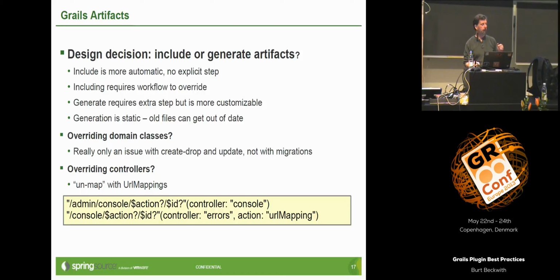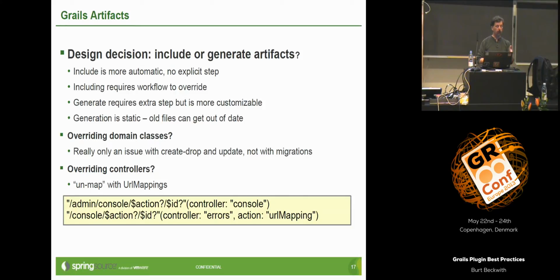This is separate from what Graham was talking about with namespaces, because that really is talking about two different plugins that have the same controller name or the same domain class name. What I'm talking about is a plugin that has a resource, an artifact, or a GSP, and overriding it in the application.